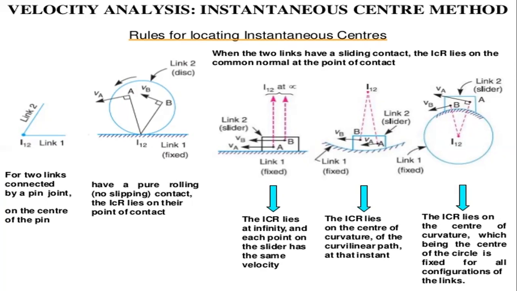First one you can see is for two links. There are two links attached to it. For two links connected by a pin joint, these are the two links, and they are connected by a pin joint here. So this is the pin joint, which is located at the center of the pin.